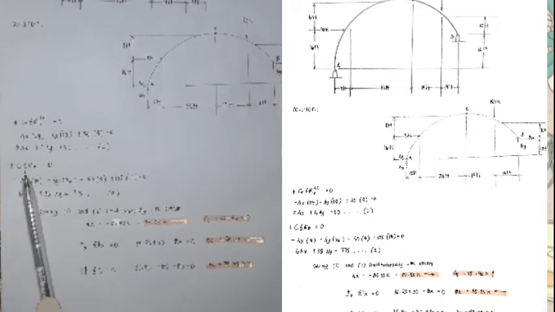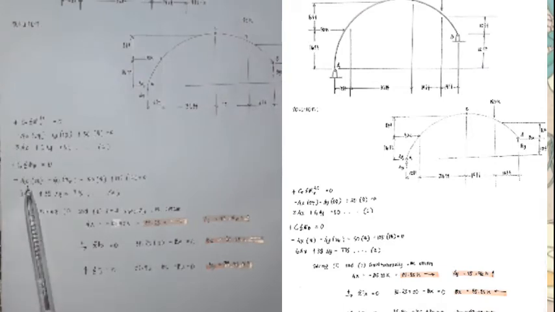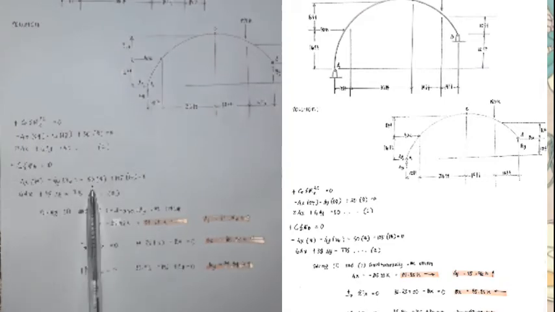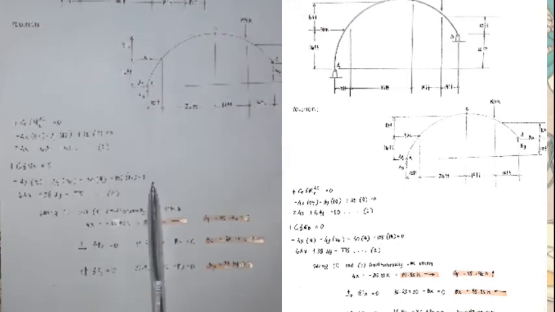So the summation of moment MB is equal to 0. Negative AX times 12 minus AY times 76 minus 50 times 4 plus 125 times 14 is equal to 0.